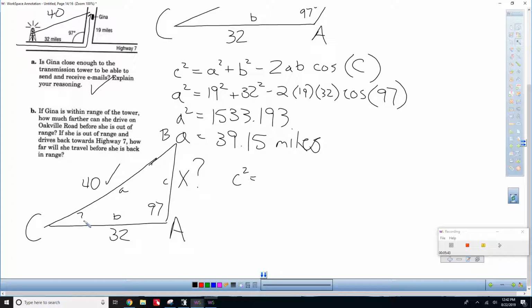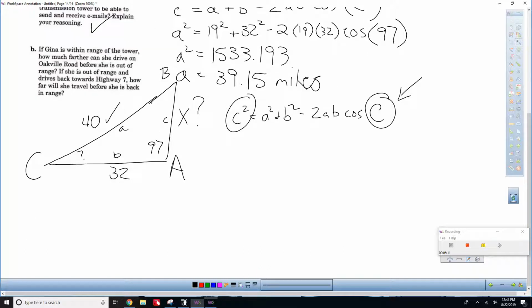Okay, so watch what we're going to do. But I'll show you how I know that we're going to need that. It's going to be a squared plus b squared minus 2ab cosine of capital C. Notice we don't know this and we don't know that. So the new problem is to find angle C. Now, how am I going to find angle C? Well, I don't know, but I think I can use law of sines to find angles.